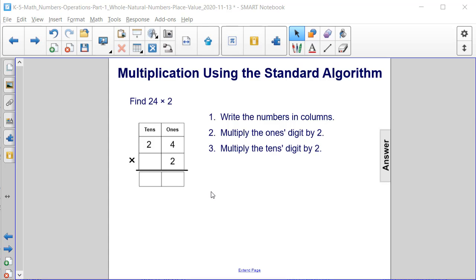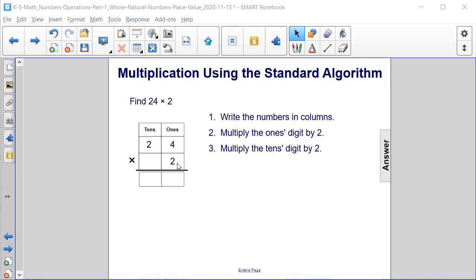Now let's go over multiplication using the standard algorithm. Find the product of 24 and 2. First step is to write the number in the columns. 24 consists of 20 plus 4, so it has 2 tens and 4 ones. And then 2 just consists of 2 ones.